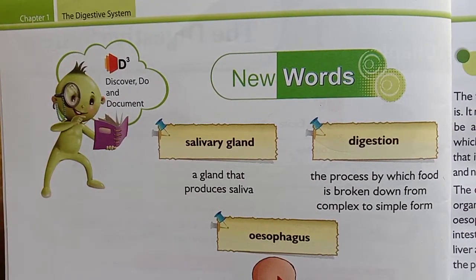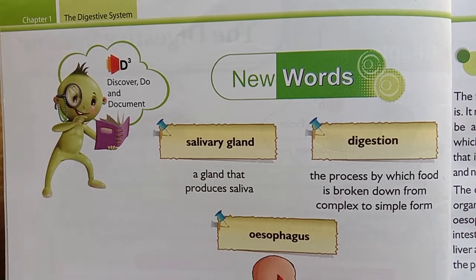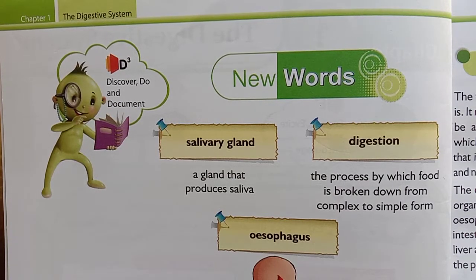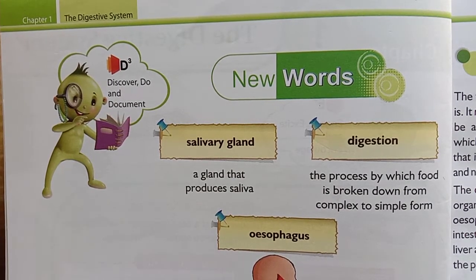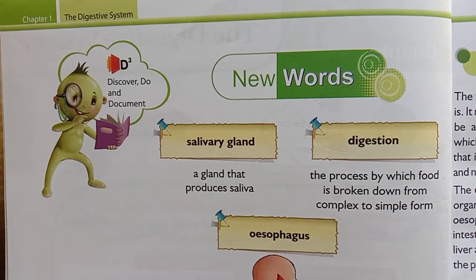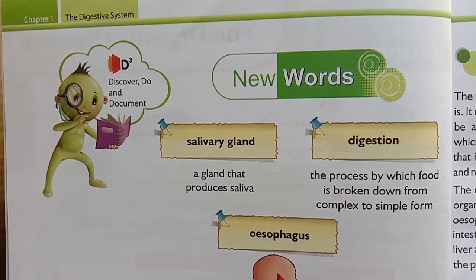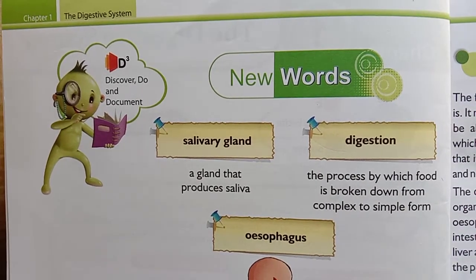In this video we are going to learn about the digestive system. This is the first chapter in science for 4th grade. So students, let us understand some new words in this lesson. Means the digestive system, some words are there. It may be new to you. So let's see on that.